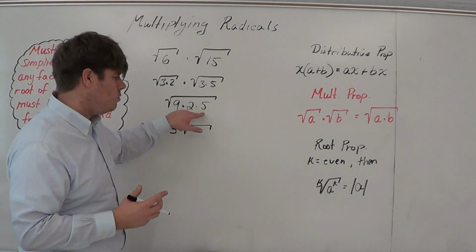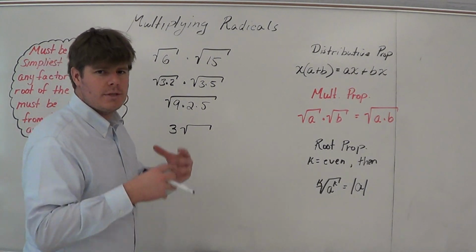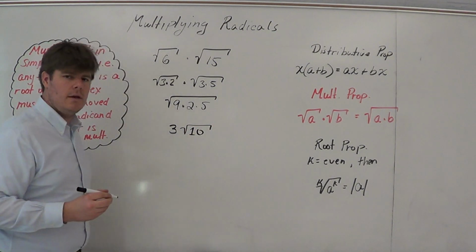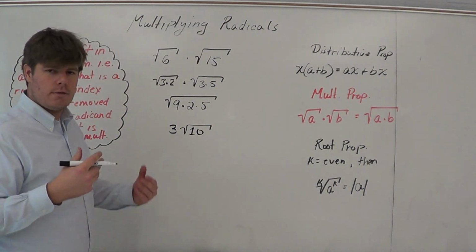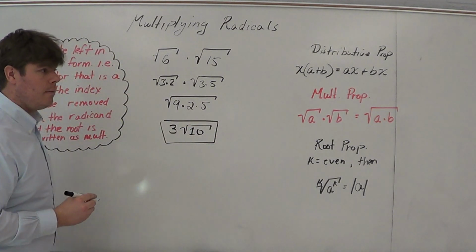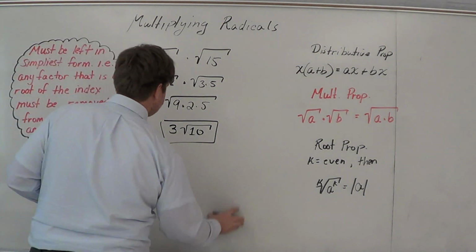We don't leave this as 2 times 5. What you just need to note is that there are no square numbers that can go into 10, so we actually leave this as the square root of 10. And the final answer to this one is 3 root 10. So 3 times root 10 is the final answer to that one. So I hope you see what happened there. Let's do another one.